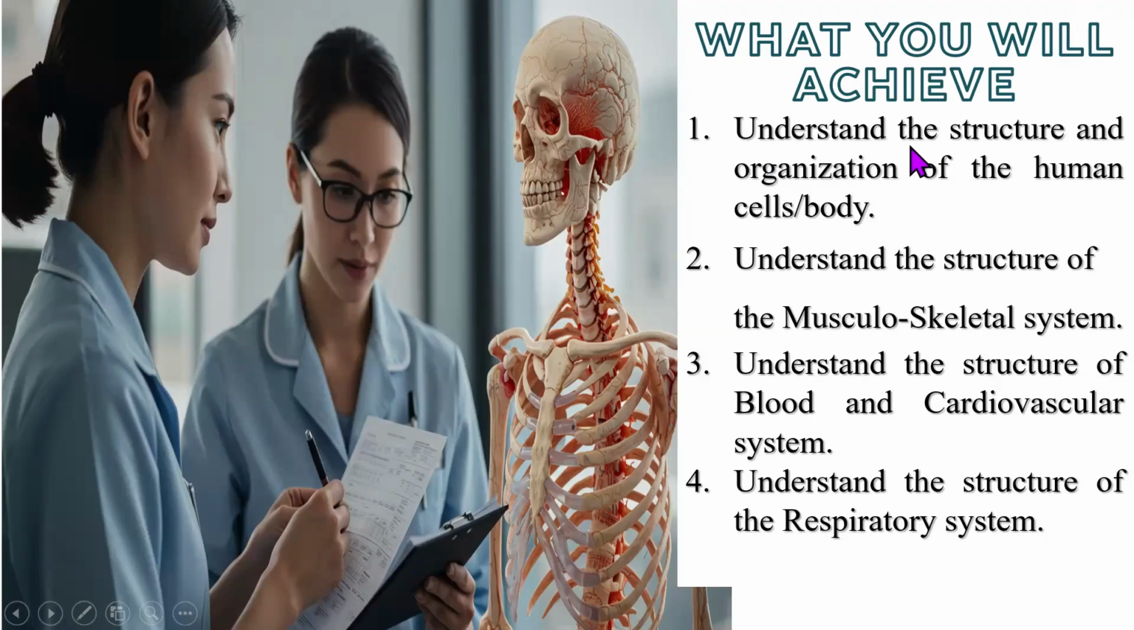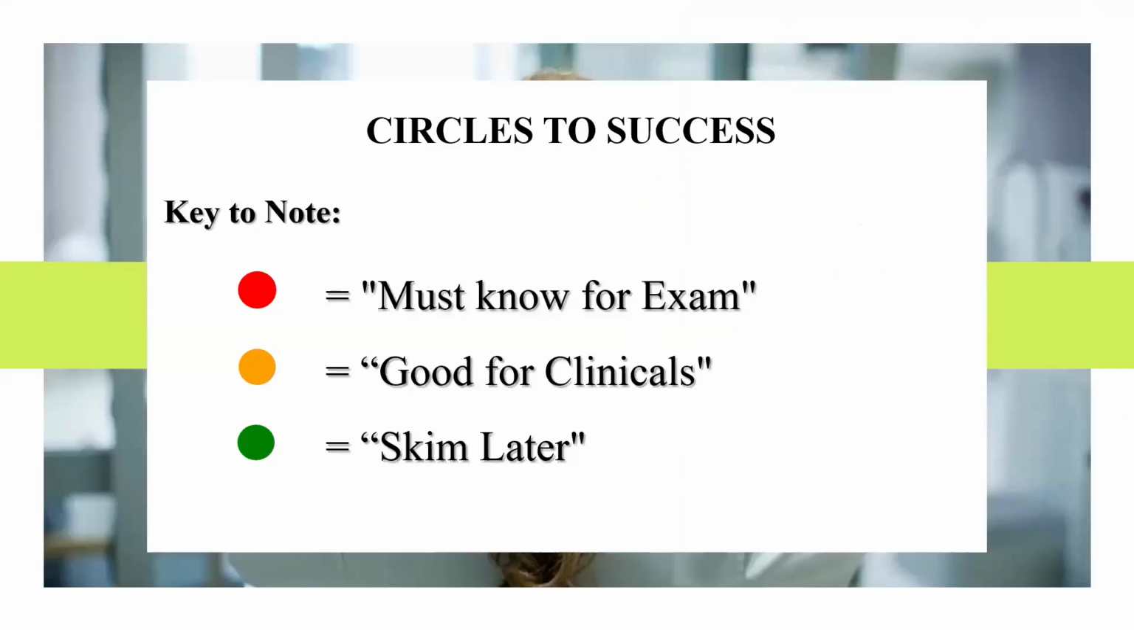Number 1, understand the structure and organization of human cell and body. 2, understand the structure of the musculoskeletal system. 3, understand the structure of blood and cardiovascular system. 4, understand the structure of the respiratory system. So these are the topics you'll be discussing for NUS 113 Applied Anatomy 1.